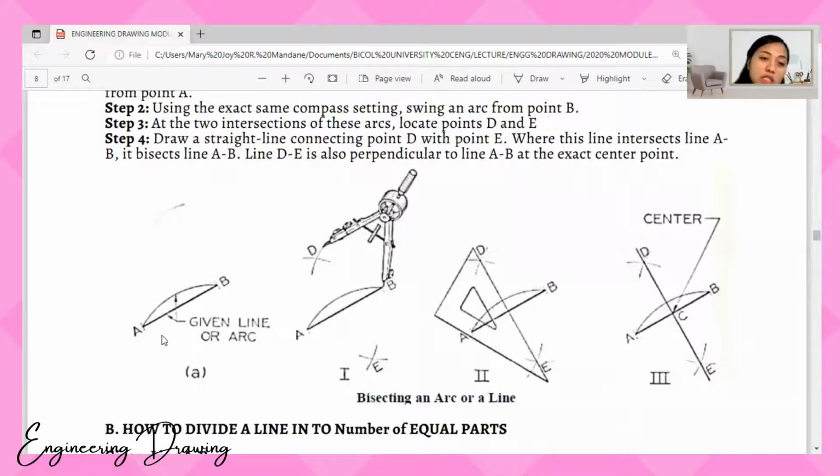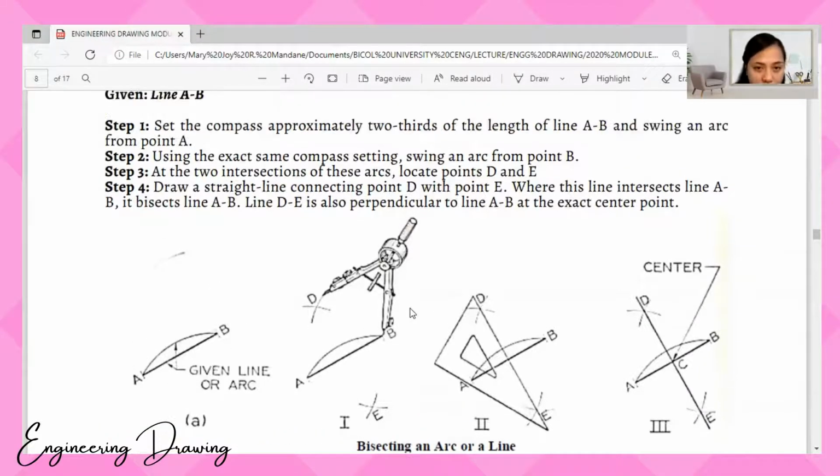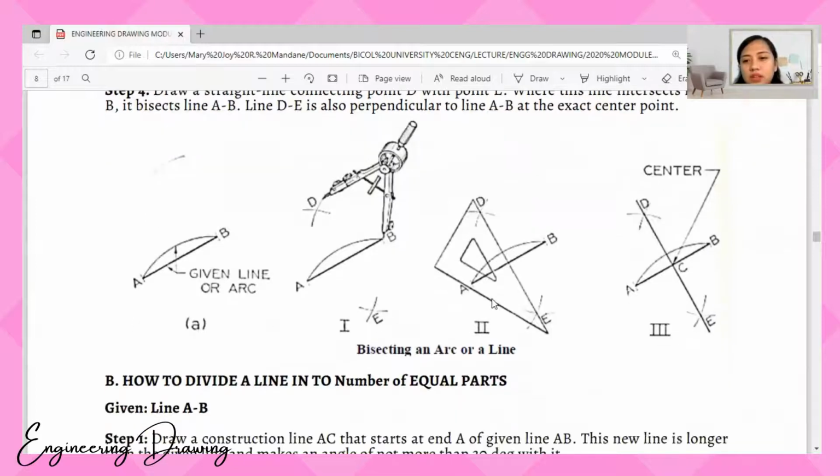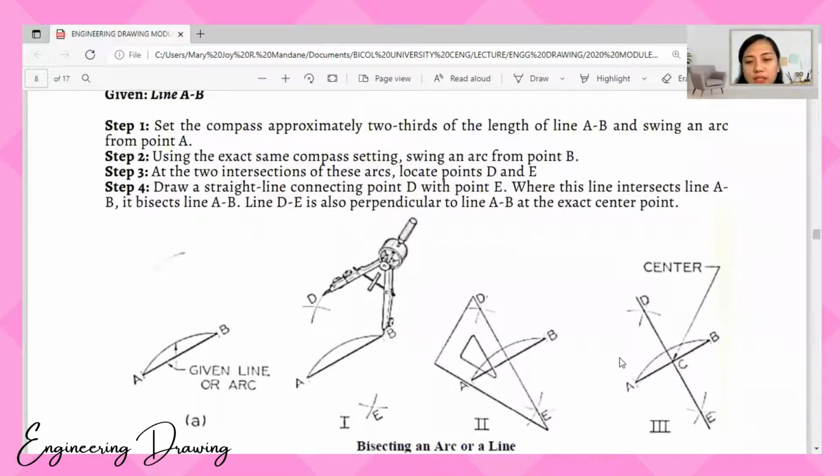So, just get ito na nga, yung A to B, tapos kukunin mo ang iyong compass, yan. So, ito yung gagawin mo. So, ito na yung magiging center. Okay?